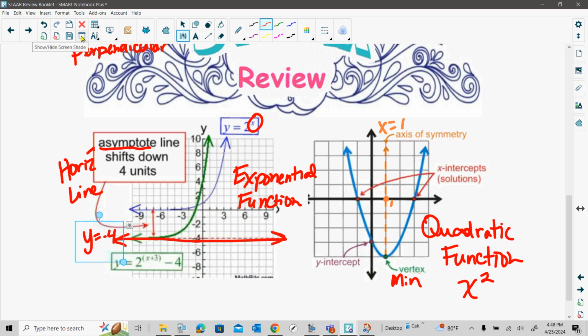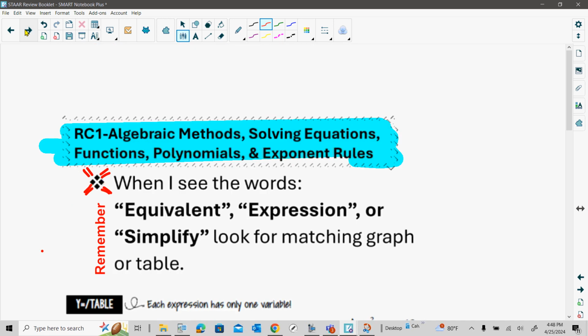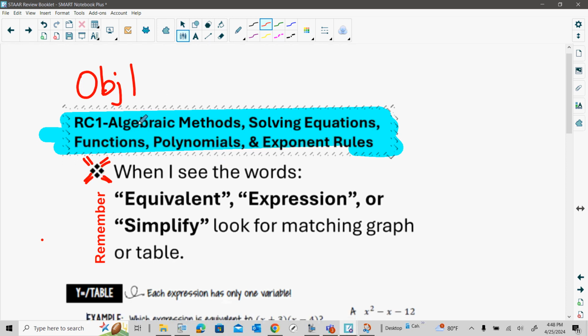So these are some facts that you could add to your book. Please get that updated, and we're just going to go straight into our first objective for our STAAR exam, which is RC1, or objective 1. I'm going to highlight the sections of objective 1 to indicate where each section starts and ends, and then we're going to look at some example problems in each. Objective 1 here is algebraic methods, solving equations, functions, polynomials, and exponent rules.